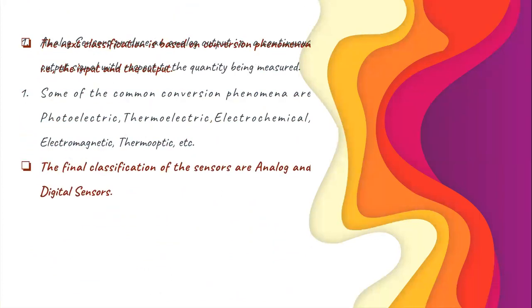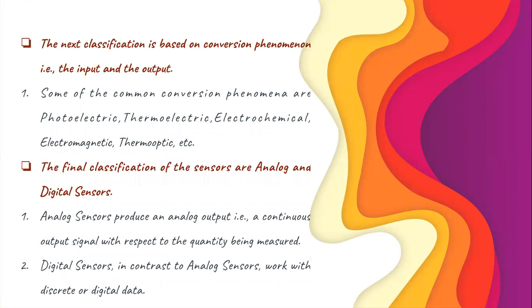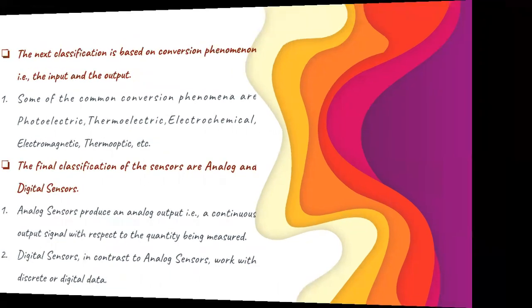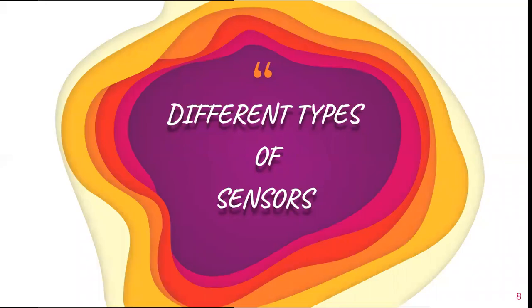And the next classification is based on conversion phenomenon, that is the input and output changes. Some of the common conversion phenomena are photoelectric, thermoelectric, electrochemical, electromagnetic, and thermoptic. The final classification of sensors are analog and digital sensors. Analog sensors produce a continuous output signal, whereas the digital sensors produce a discrete signal. Next, the types of sensors will be explained by other team members.